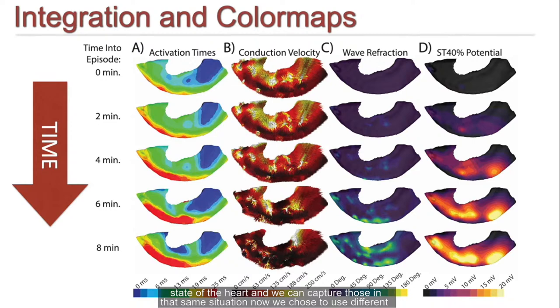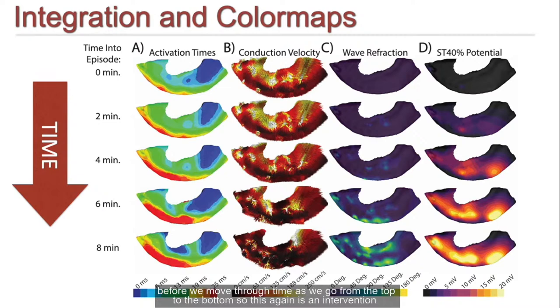Now, we chose to use different color maps for each one of these. Some of them are conventions, some other ones we just identified as useful. They revealed the details of interest for us. And then as in the rendering before, we move through time as we go from the top to the bottom. So this again is an intervention. You see the time values there from 0 to 8 minutes. This is following the progression, again, of a heart attack as reflected in all these different parameters. And that's another example of this integration, exploratory, interactive visualization that we need to really tell our stories.